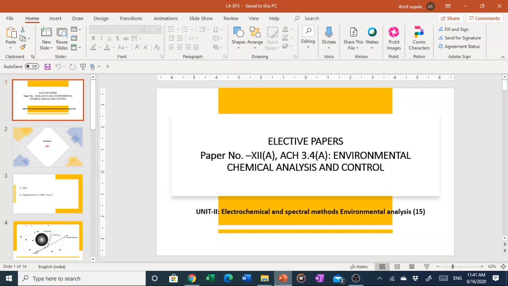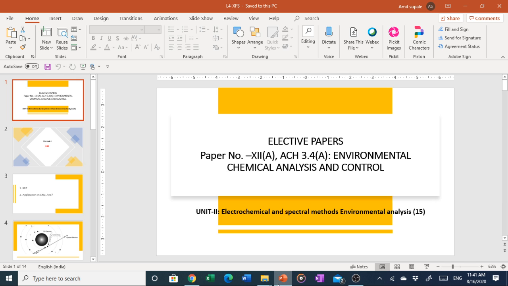Okay, welcome to the next lecture. Already we have seen three different methods for environmental monitoring. Today we are going to learn another method, that is X-ray fluorescence method. We are focusing only on the application of this method towards environmental analysis.